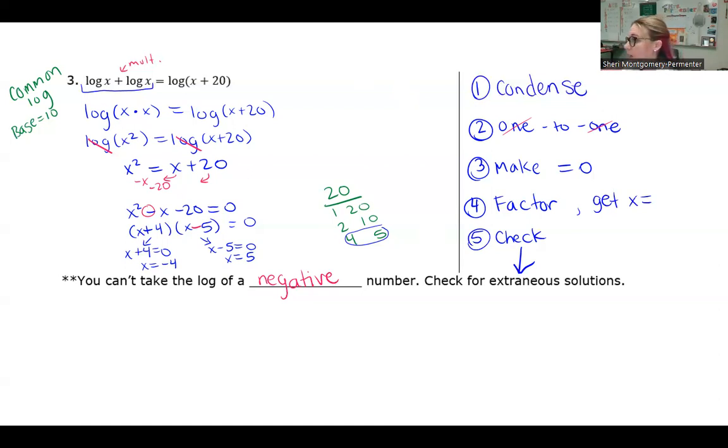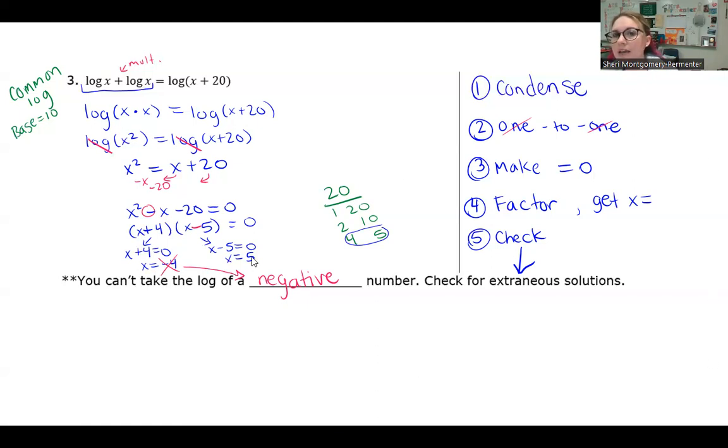So when you're doing a problem, if there is an extraneous solution, you must show me that you found a solution, but you're not going to put it in your answer. It's extraneous because it's negative. Okay, we have to do the same thing with the 5.